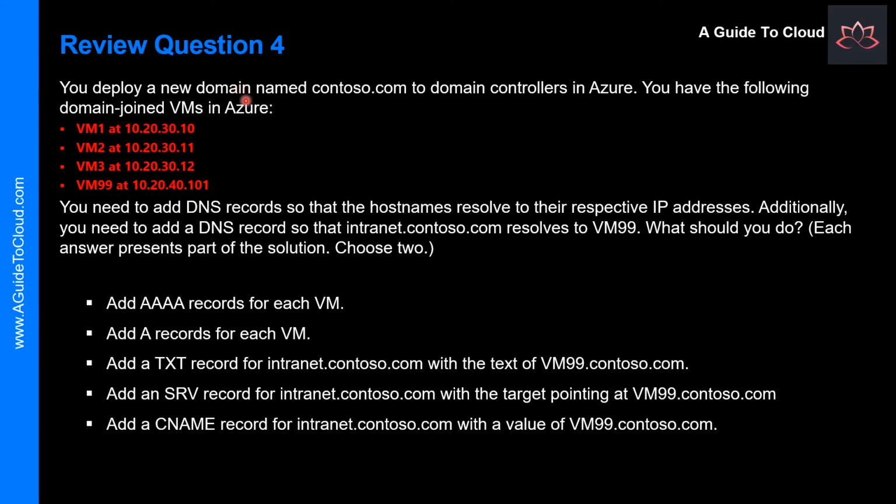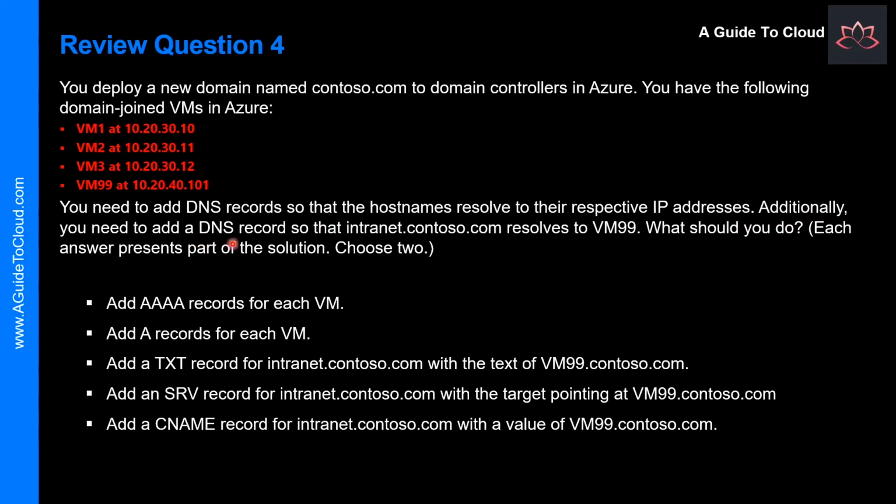You deploy a new domain name contoso.com to the domain controllers in Azure, and you have the following domain-joined machines. I have VM1, VM2, VM3, and VM99, and the IP addresses of the VMs are 10, 11, 12, and 101. You need to add DNS records so that host names resolve to their respective IP addresses.